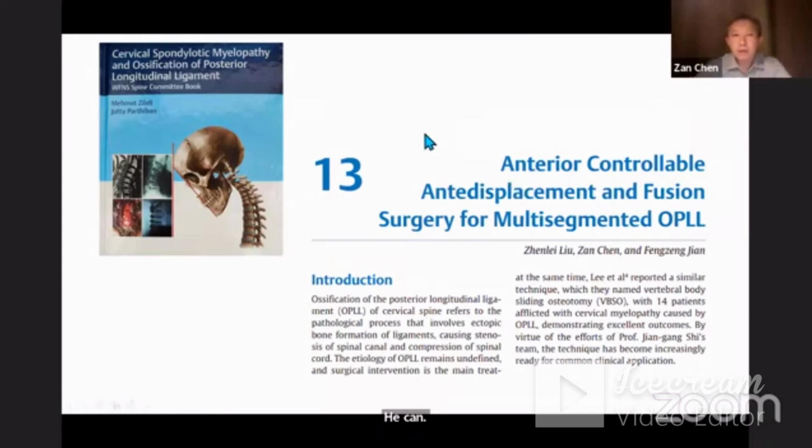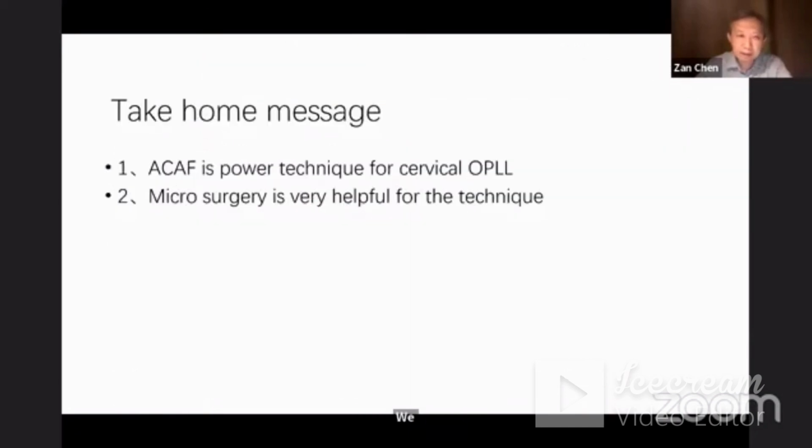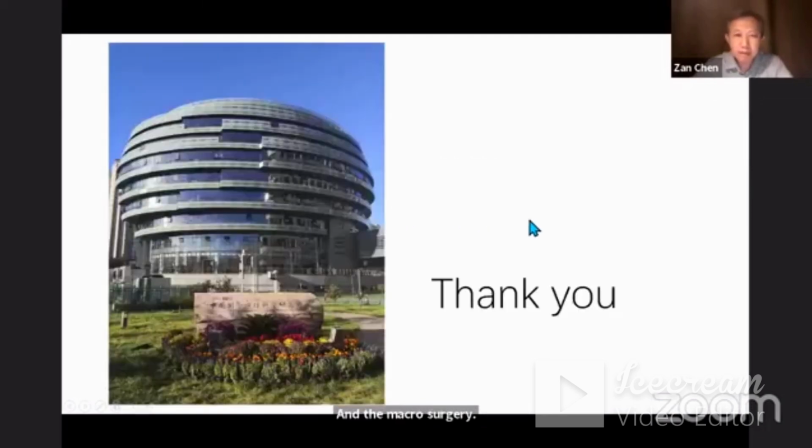And we wrote a chapter in this book on ACCF to describe this technique. And now we're running a randomized study to compare ACCF and laminoplasty for some cases, especially the cases where the K-line is negative. And to finish my lecture, I would like to say that ACCF is a very powerful technique for cervical OPLL, and microsurgery is very helpful for the technique. Thank you.